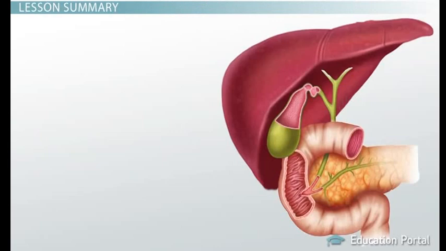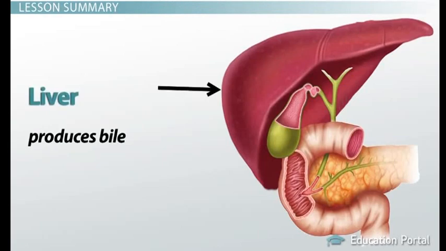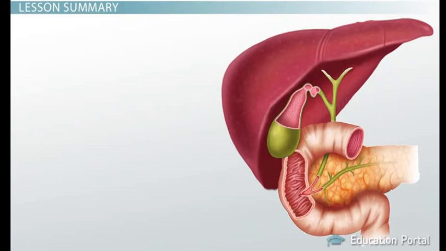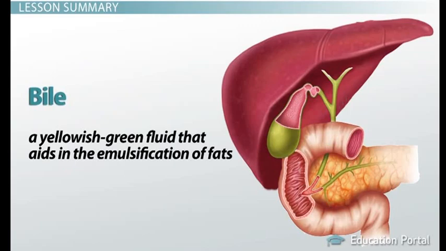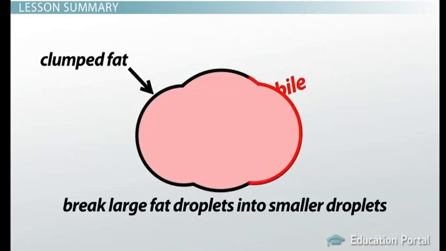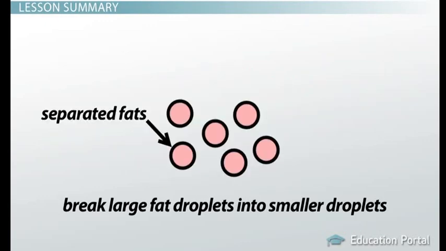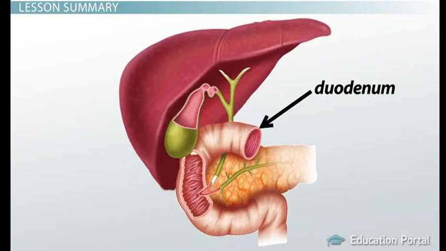Let's review. The liver is a large organ that produces bile. Bile plays a role in the breakdown of fats, and more specifically is defined as a yellowish-green fluid that aids in the emulsification of fats. When a large fat droplet is emulsified, it is essentially broken down into smaller droplets. Bile enters the duodenum when dietary fats are present.